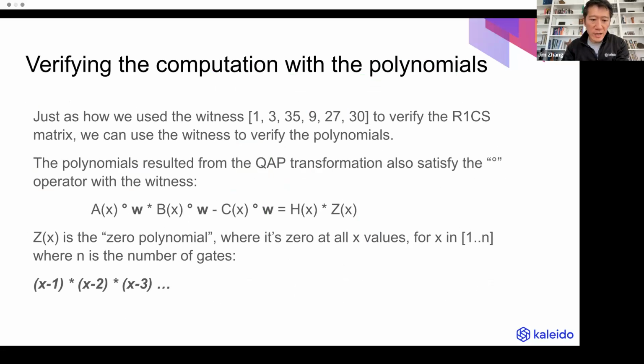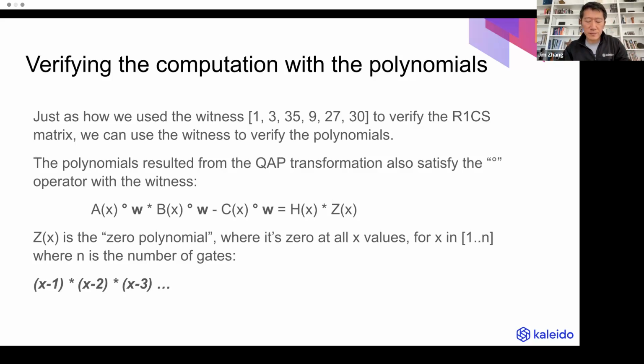You still use that, and then you can still use this, we call it the dot product operator, between the polynomials and your witness. And make sure that when you do A times B minus C, the result is a multiple of this special polynomial called Z, or zero polynomial, which gives you zero at all these X values. It's essentially X minus 1 times X minus 2 times X minus 3. The resulting polynomial is called the zero polynomial.